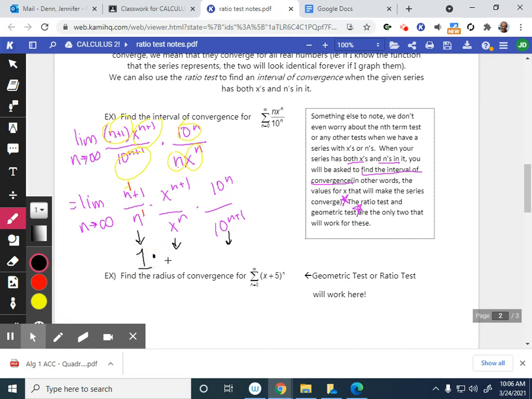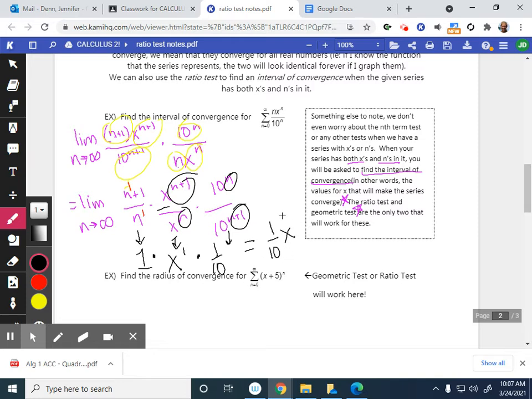This part of the limit is going to become x to the first. Subtract those exponents because I have the same base. This part of the limit is going to become 1/10. Subtract those powers, I get 1/10. So the limit is 1/10 x.